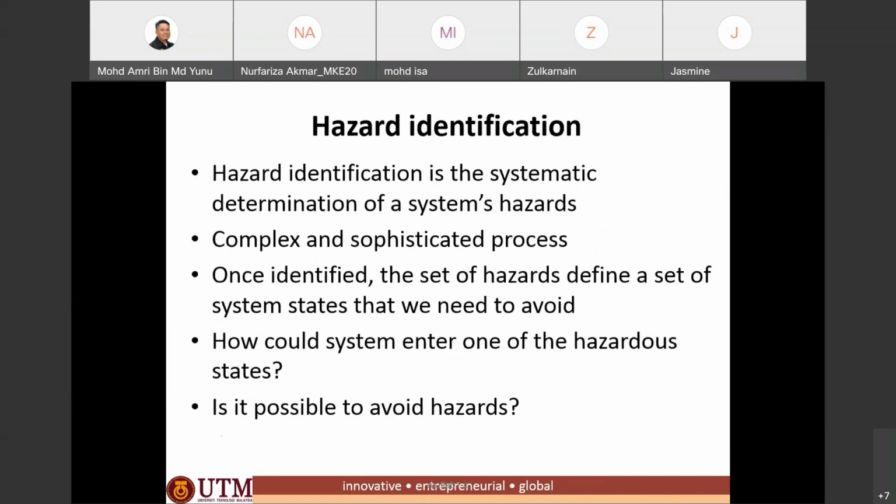So hazard identification is the systematic process to determine a system hazard.